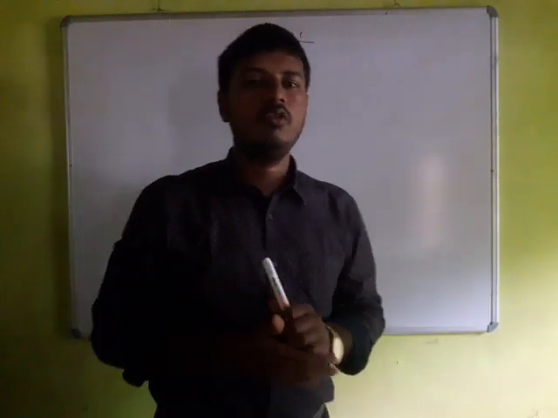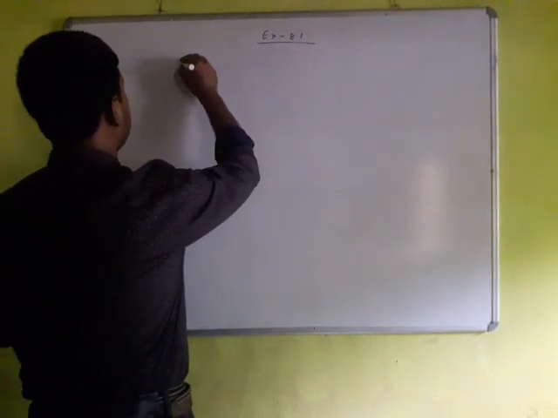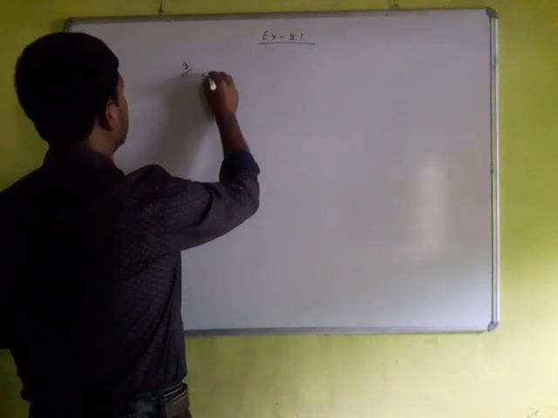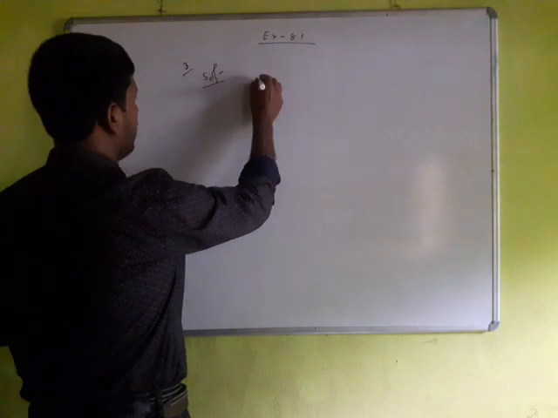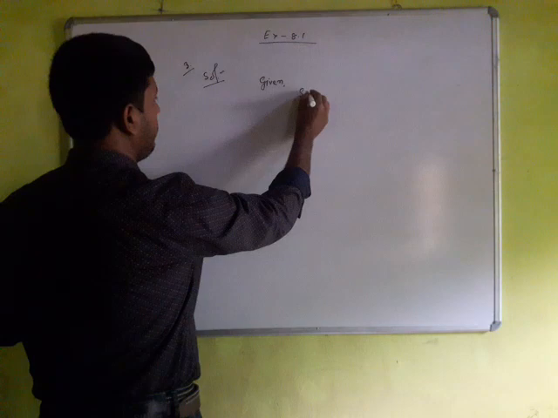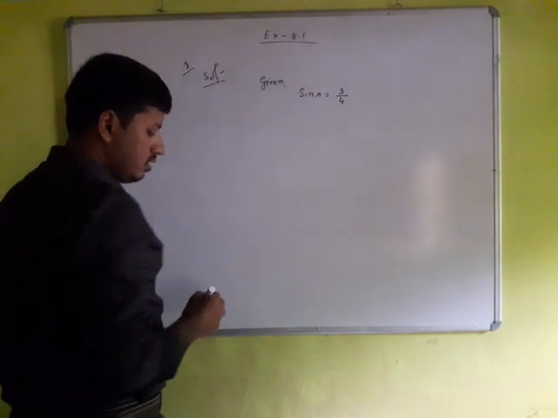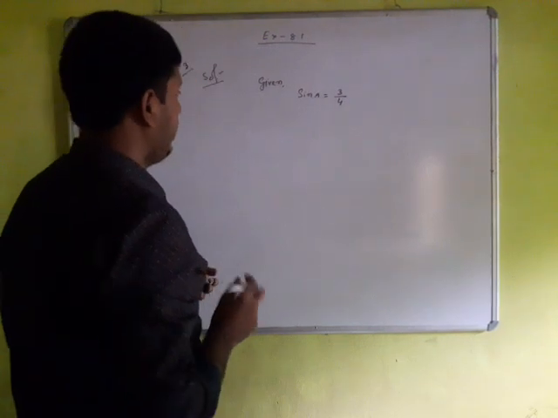So now try to solve question number 3. In question number 3, the value of sin A is given. Given sin A equal to 3 by 4. We have to find cos A and tan A.